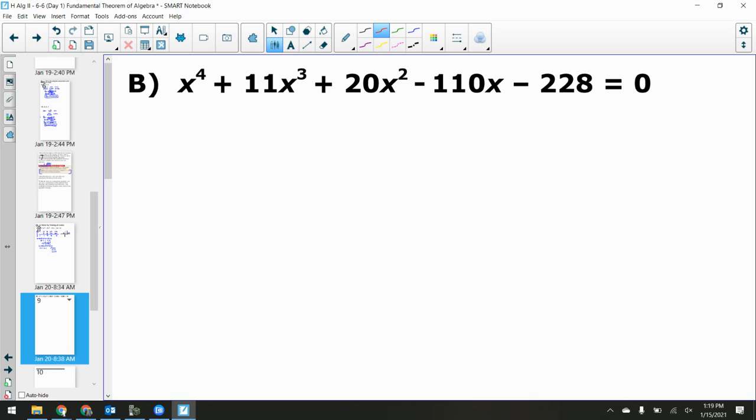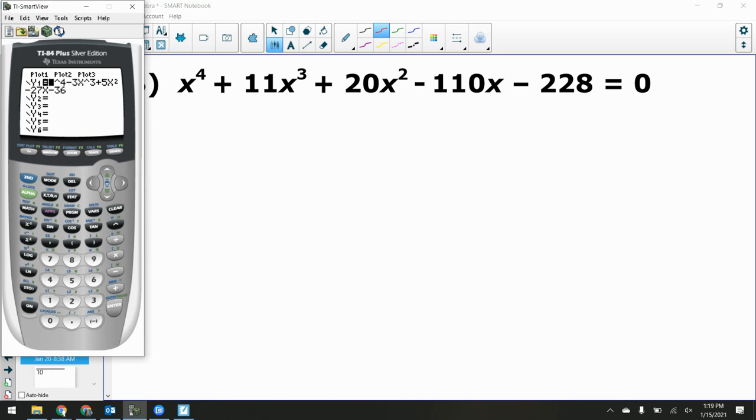All right. Definitely. So can I factor this at all? No, I cannot factor this. So what we have to do is go to our calculator, go into our y equals, and start plus 11x cubed.